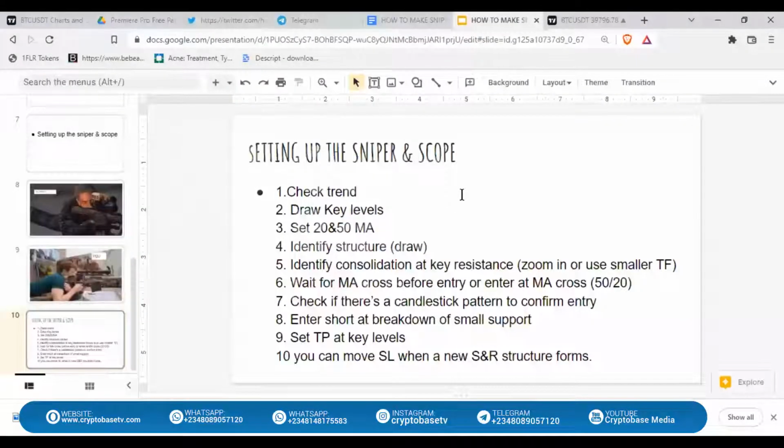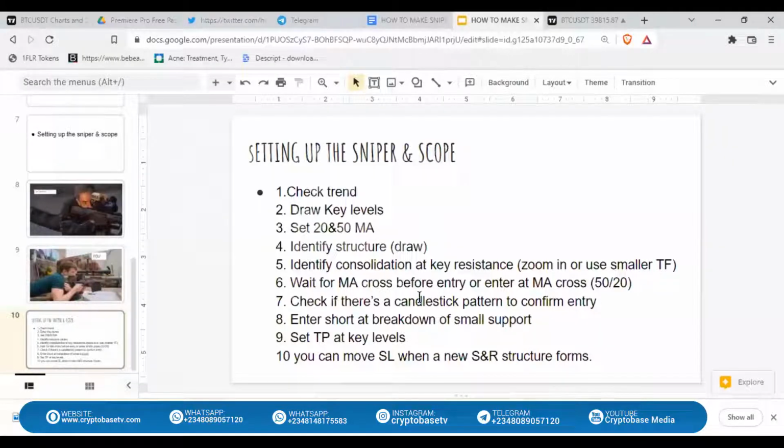The first thing you have to do is check your trends, whether it is an uptrend, and then see where you are in the trend, the resistance in an uptrend, and it is consolidating. Know that it is very possible that price is going to bounce back from resistance and go to support again. So you draw your key levels, you set your 20-day and 50-day moving average, you identify your structure, you identify the consolidation and the key resistance. You can use your smaller time frame to confirm that.